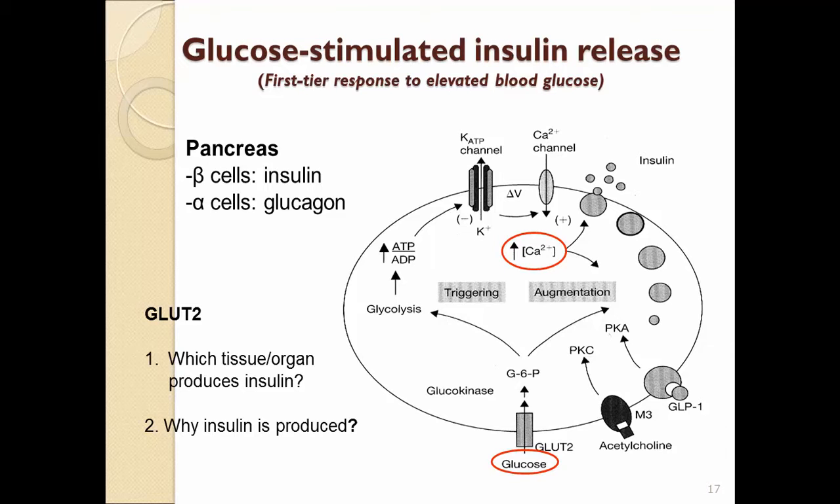So here I have a question. We know which tissue or organ produces insulin: the beta cell, right, in the pancreas. And second question, why is insulin produced? Why do we need to produce insulin after a meal? What is the purpose of having insulin release, having insulin high?